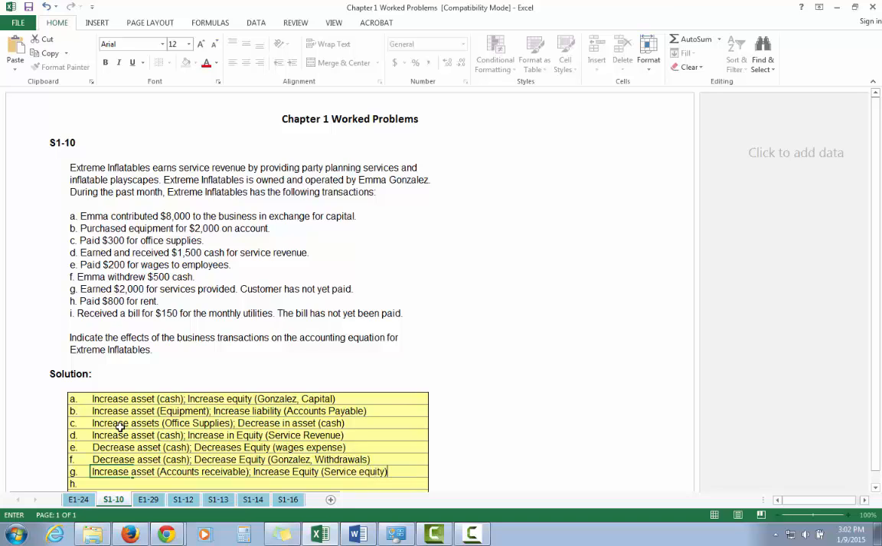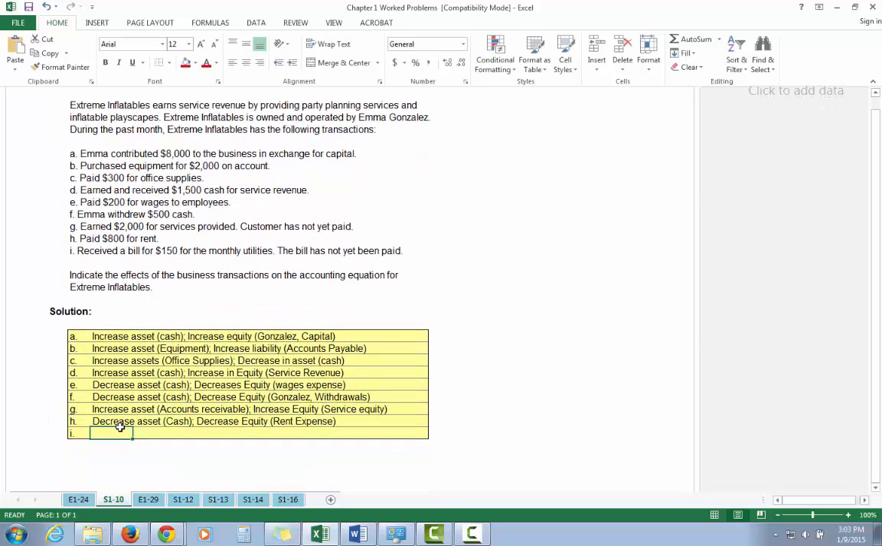Okay. All right, the next one says we paid $800 for rent. So again, we're paying something out. We're going to have a decrease in our asset account for cash. We're going to decrease cash, and we're paying a bill here. We're paying for rent. Rent is an expense, so we're going to have a decrease in equity of rent expense.